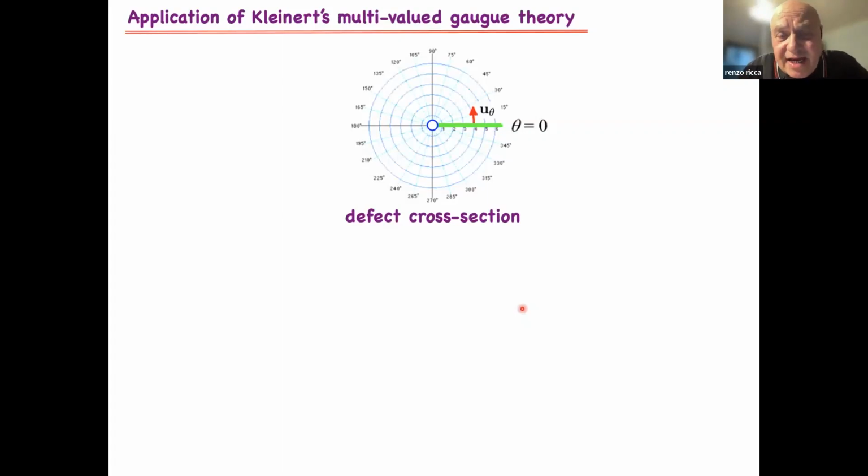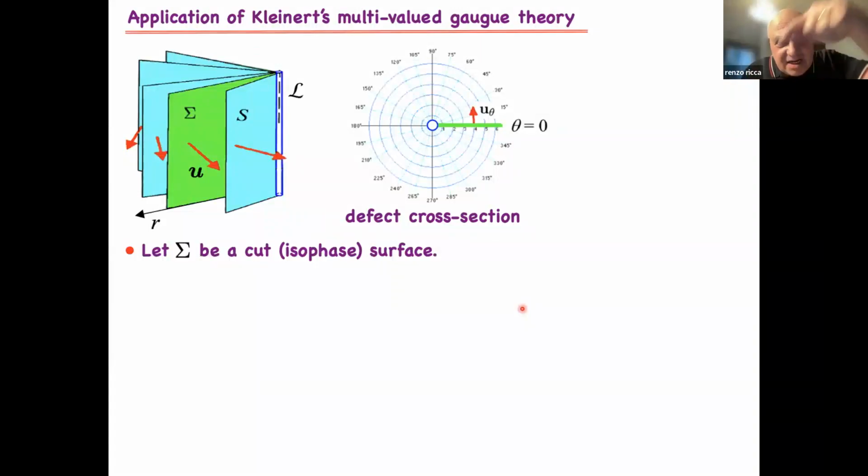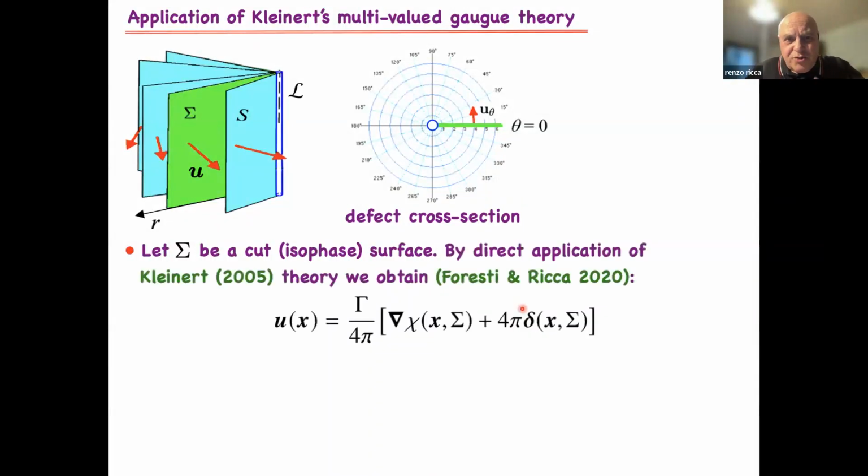So the hole is here in front of you, and then you will see a green segment, and this green segment represents a cut, so a Riemannian cut. And then u theta, of course, is the velocity normal to this cut. So I identify the cut with one of the isophase surfaces that are foliating the ambient space. So let sigma be this cut. And then what we do is just applying Kleiner's technique. I won't show you details of this, but it's pretty straightforward.